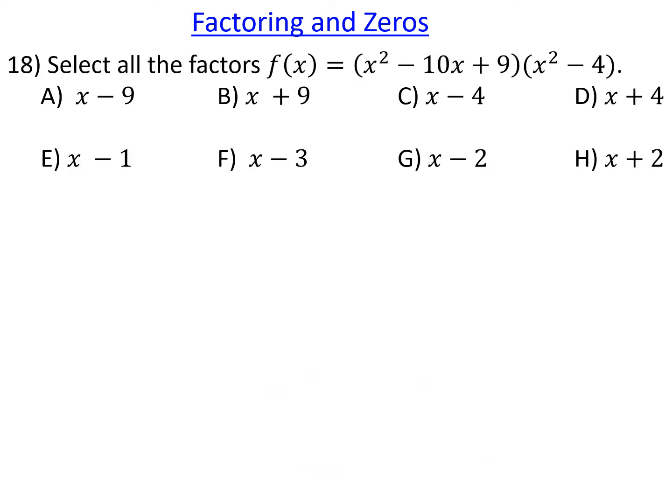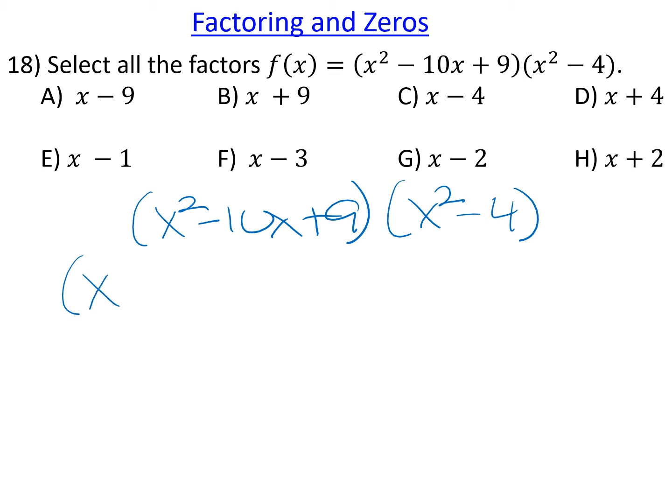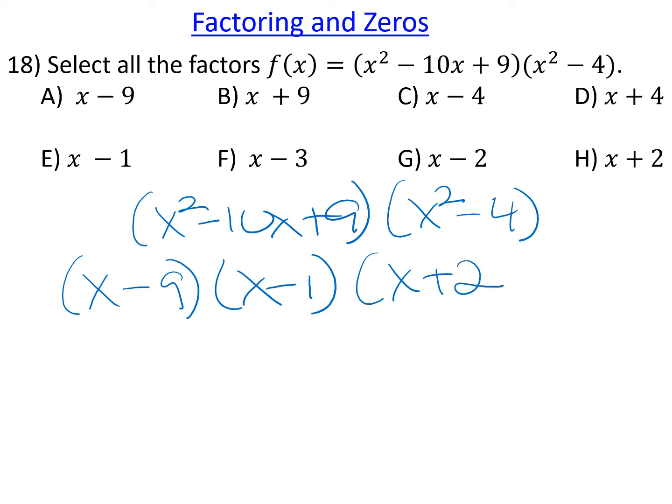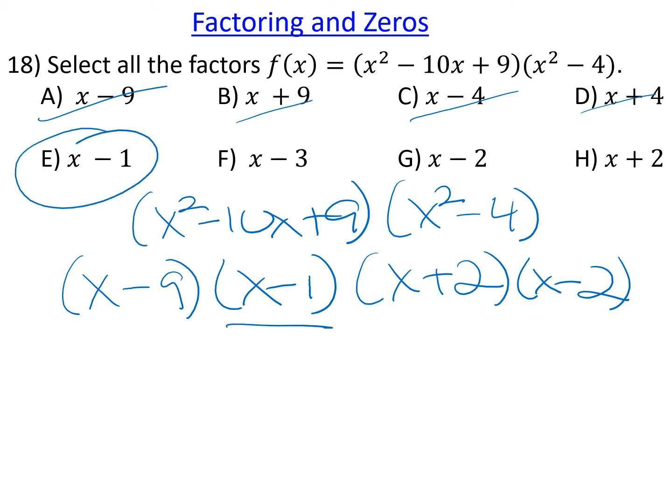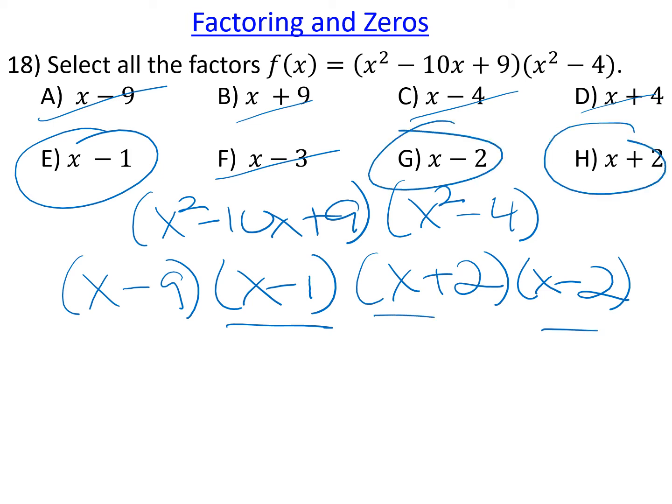Next one. Okay, again, I have a trinomial and a binomial. Okay, so I'm going to take that trinomial here. Oh, that binomial is actually a difference of two squares. Okay, so not on my list, not on my list. No, nope. Ooh, this one is, yep. Nope. Yes and yes. So I have E, G, and H. Final answers.